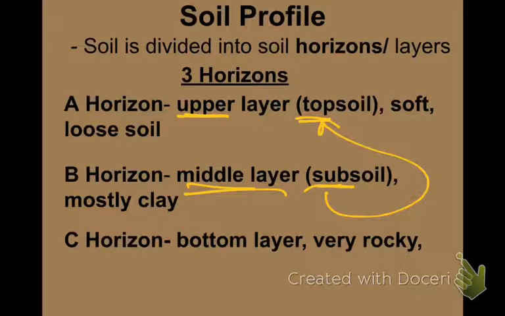Then you have your C horizon. The C horizon is the bottom layer, and it's very rocky. And the reason it's so rocky and has these large chunks of rocks within it is because it is not by the surface, so it's not going to be able to be weathered as much because it's protected by your other horizons. So those are the three main ones.